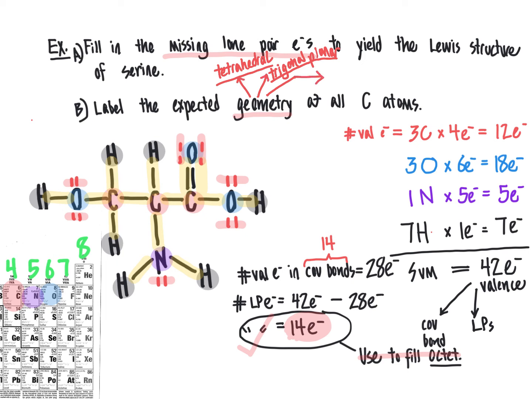And then the third possibility is linear, which is the case when you have a carbon-carbon or carbon triple bond to another atom. And the most efficient way to spread those electron regions out is to make a 180 degree bond angle or a linear shape. So let's go ahead and assign the geometry to each of the carbon atoms here. I'm going to circle the carbon atom, and then I'm going to label what its expected geometry would be.